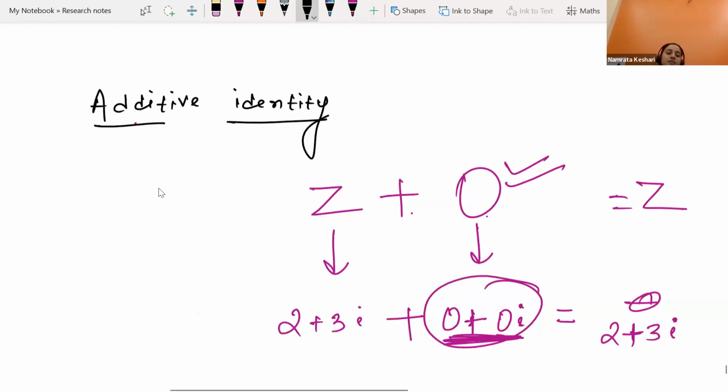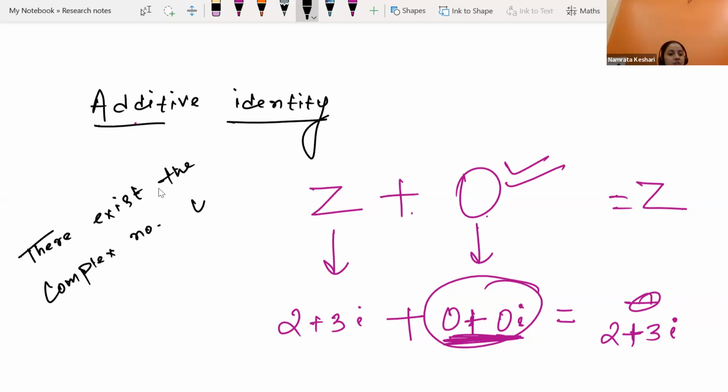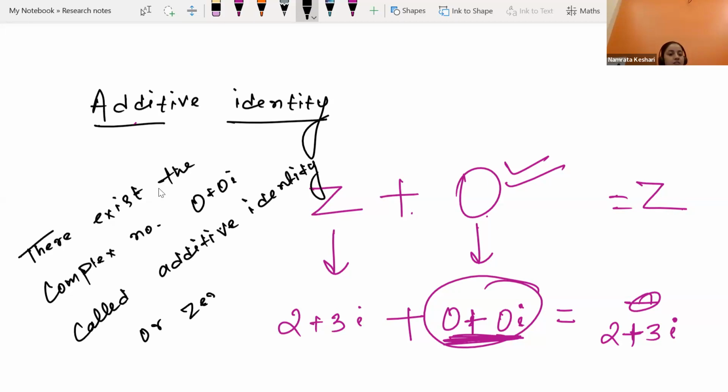Now in your book it is written like that. There exists the complex number 0 plus 0i, called the additive identity or the 0 complex number.